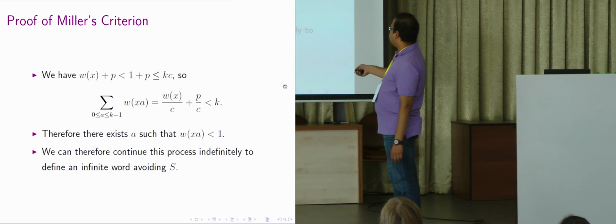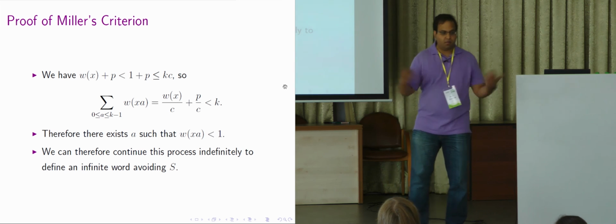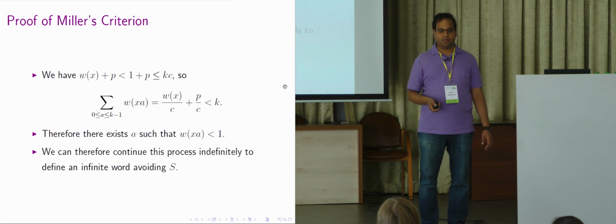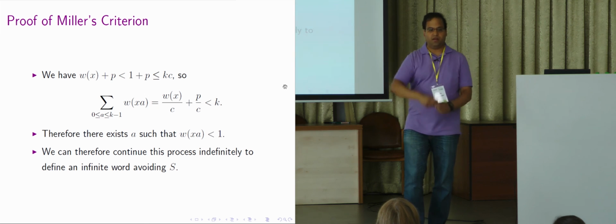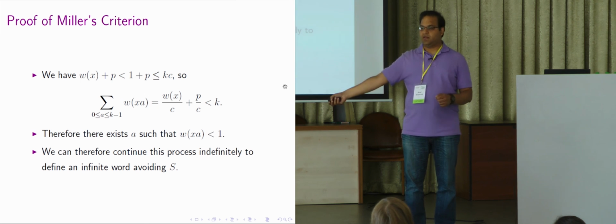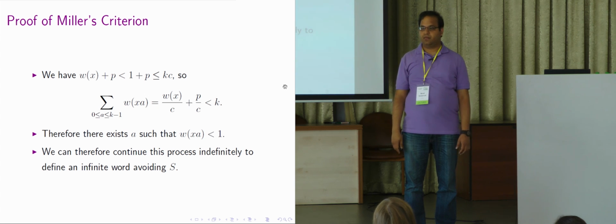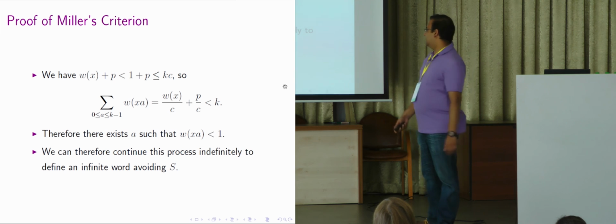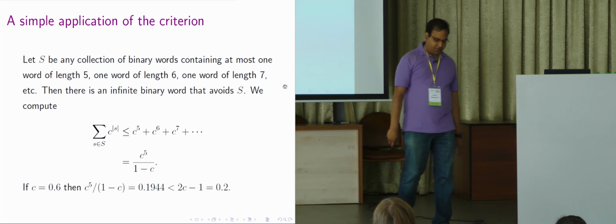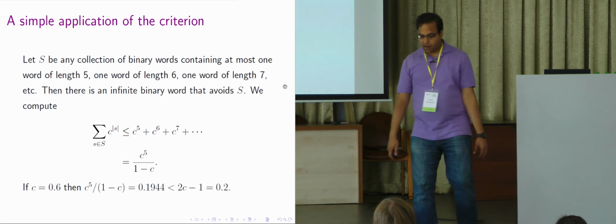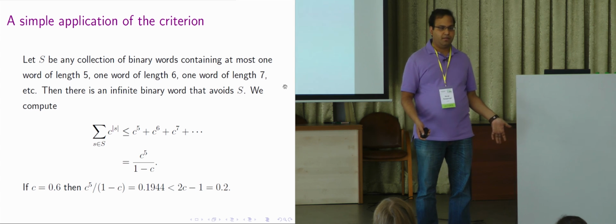But that means one of these terms in the sum must be less than 1, because if they were all bigger than 1, the sum would be bigger than K. So there is a letter A that I can stick on the end such that the weight of Xa is less than 1, and therefore I can continue this extension process forever. So that was the proof of the criterion. It's just this simple inequality involving the lengths of the words that you're trying to avoid.